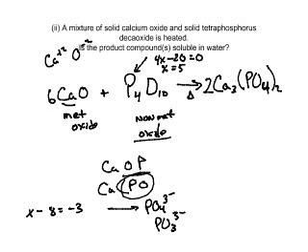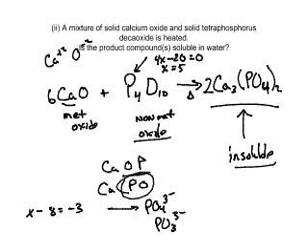Okay, is this product soluble in water? So the question is, is this a soluble compound? Well, what do you know about phosphates? Phosphates are generally insoluble, so this is insoluble. You would make a precipitate in this particular reaction.